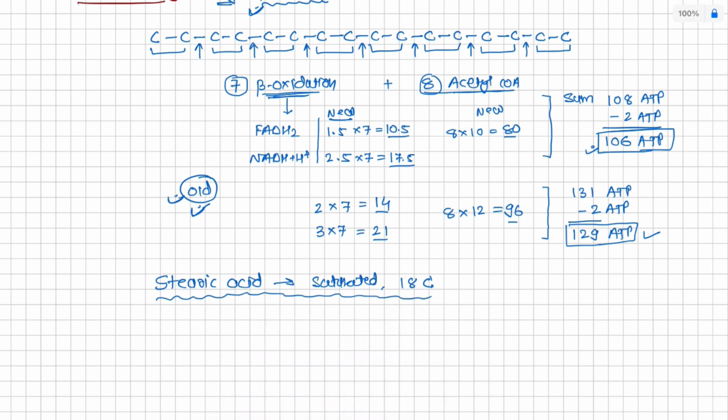And with this, I complete the beta oxidation of fatty acid. In the next video tutorial, we will see what the defects can be, or what can go wrong in the beta oxidation of fatty acid.